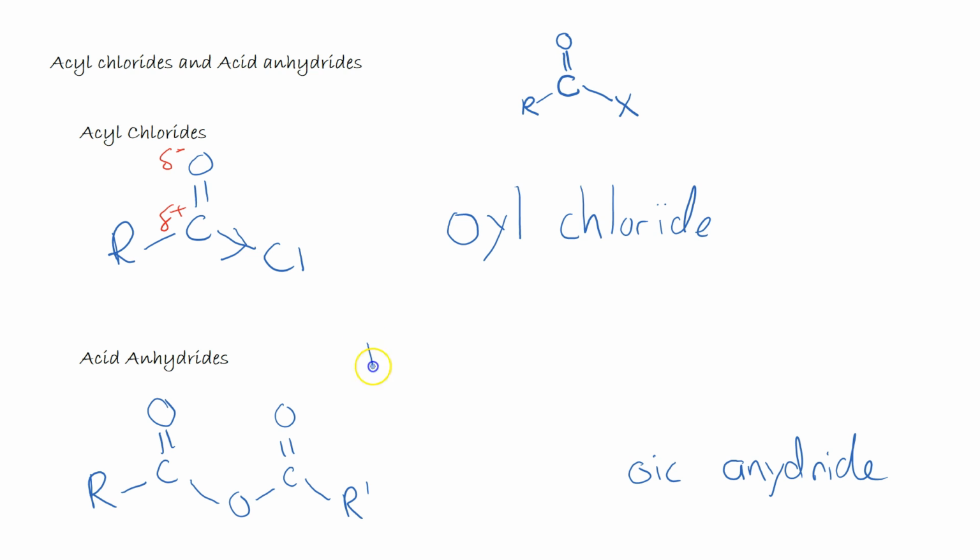Now, if R and R dash are equivalent, so let's say they're both 2 carbons in length, then the naming is just simply given by the name of the carboxylic acid. For example, if they're both 2 carbons, it would be ethanoic anhydride.